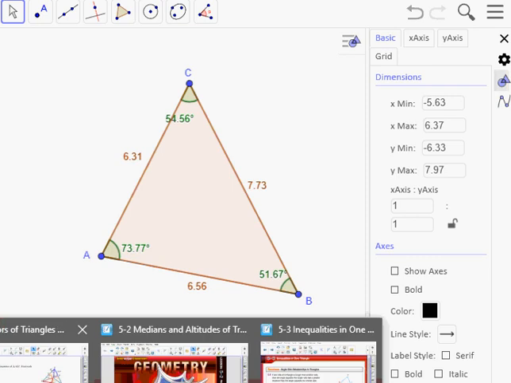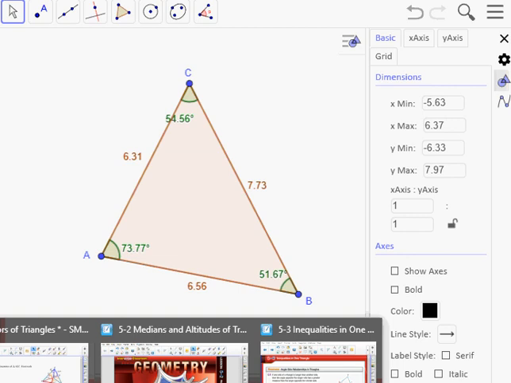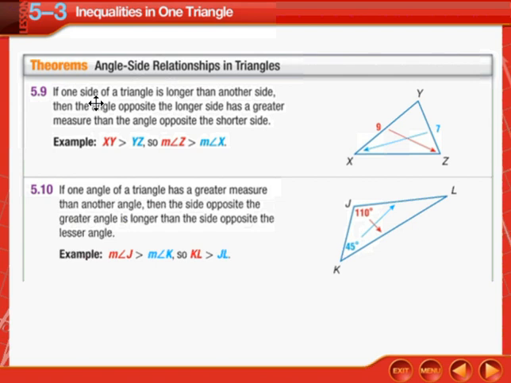Well, let's take a look at this theorem then. The theorem here says, if I can find the right button to click, there we go. Theorem 5.9 says if one side of a triangle is longer than another side, then the angle opposite the longer side has a greater measure than the angle opposite the shorter side. So in other words, the larger angle is opposite the longer side. And then Theorem 5.10 says it in reverse.